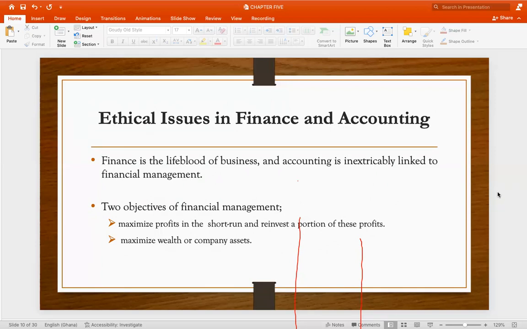So now we look at some ethical issues in finance and accounting. Finance, as we all know, is the lifeblood of business, and accounting is linked to financial management. You cannot separate it from financial management. So, 2 objectives of financial management: first is to maximize profits in the short term, and reinvest that profit or a proportion of it into the business to grow it. The second one is the maximization of the wealth or the company's assets.